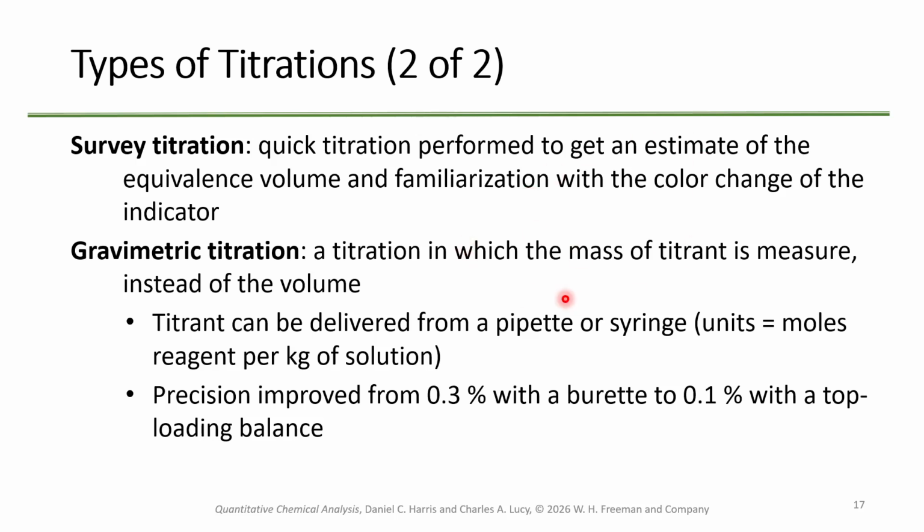Okay, so gravimetric titration. This is going to be a titration in which the mass of the titrant is measured instead of the volume. And so you would add your titrant, and then you would actually measure out the mass each time. Okay. So your titrant can be delivered from a pipette or syringe. And what you would do then is you can just reweigh it every time. And that difference in the weight is then the difference of the mass you've delivered, isn't it?